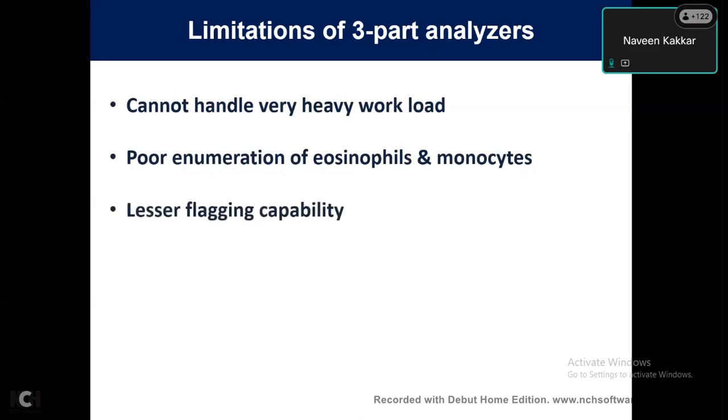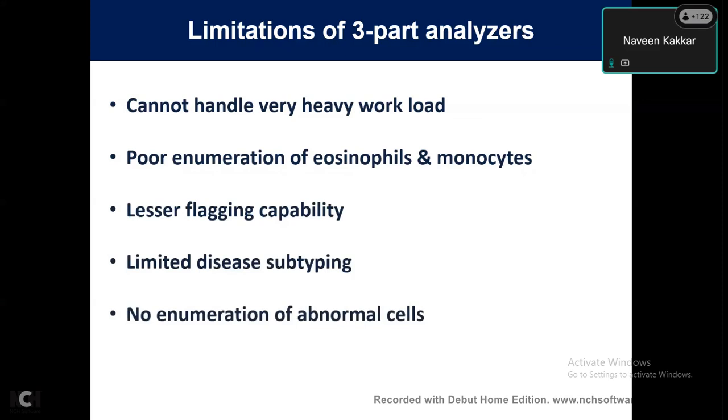So another limitation, the 3-part analyzers have a lesser flagging capability because 5 parts offer you much more because of their technological advancements. You can have a limited disease subtyping, which 5 parts offer you more. So in 5 parts, sometimes there are patterns of leukemias that are characteristic. APML is one example where some analyzers have a particular pattern where you can say this is definitely a PML coming up. And no enumeration of abnormal cells. So you don't get those numbers. 3-part means 3 parts. Neutrophils, lymphocytes, and those mixed populations.